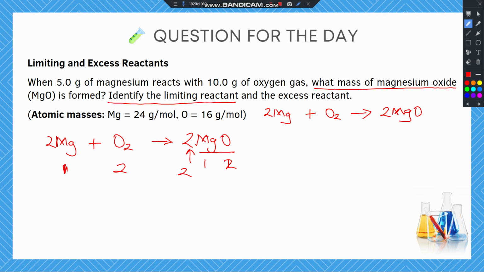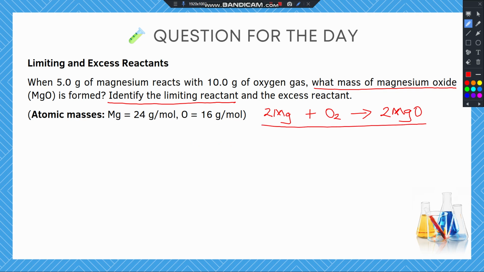Now that we have balanced the chemical equation, the next thing to do is to identify the limiting reactant. Let's go ahead and do that. From the chemical equation we have right now, 2 moles of magnesium react with just 1 mole of oxygen, O2. As you can see, we have just 1 mole of oxygen because the coefficient standing in front of oxygen is 1. So 2 moles of magnesium react with just 1 mole of oxygen.